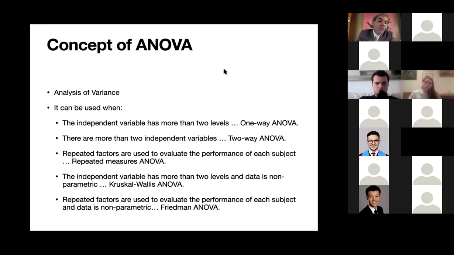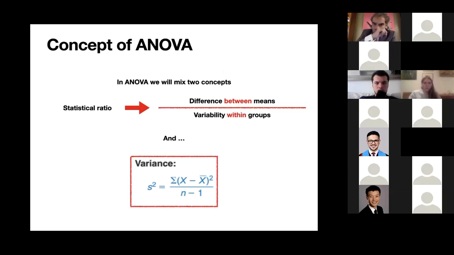And when we have repeated factors used to evaluate the performance of each subject and data is non-parametric, then we'll use the Friedman ANOVA. We'll see every one of these in a while. So in ANOVA, we will mix 2 concepts that we have just seen, statistical ratio and variance. That's why I explained both concepts right now.